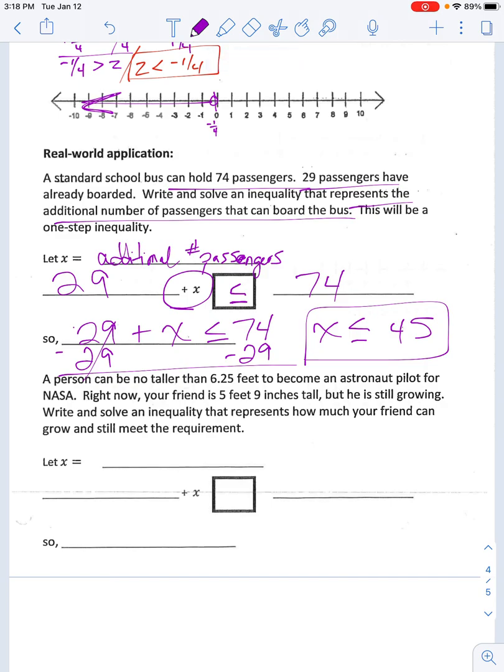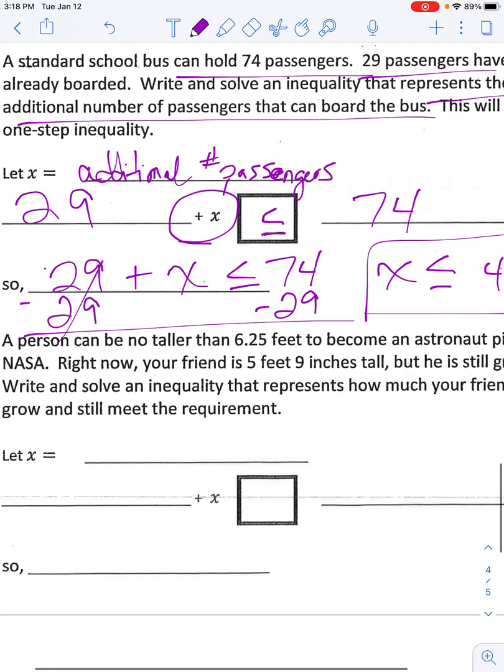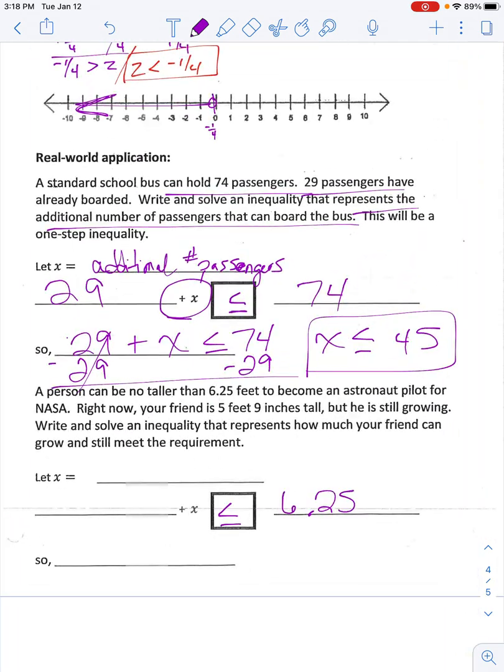And this last one. A person can be no taller than 6.25 feet to become an astronaut. No taller than that. You can be 6.25, but no taller than. Right off the bat, you should know that this means less than or equal to 6.25 feet tall. Right now, your friend is 5 feet 9 inches tall, but he's still growing. Okay. Write and solve an inequality that represents how much your friend can grow. Let x equal how much your friend can grow.